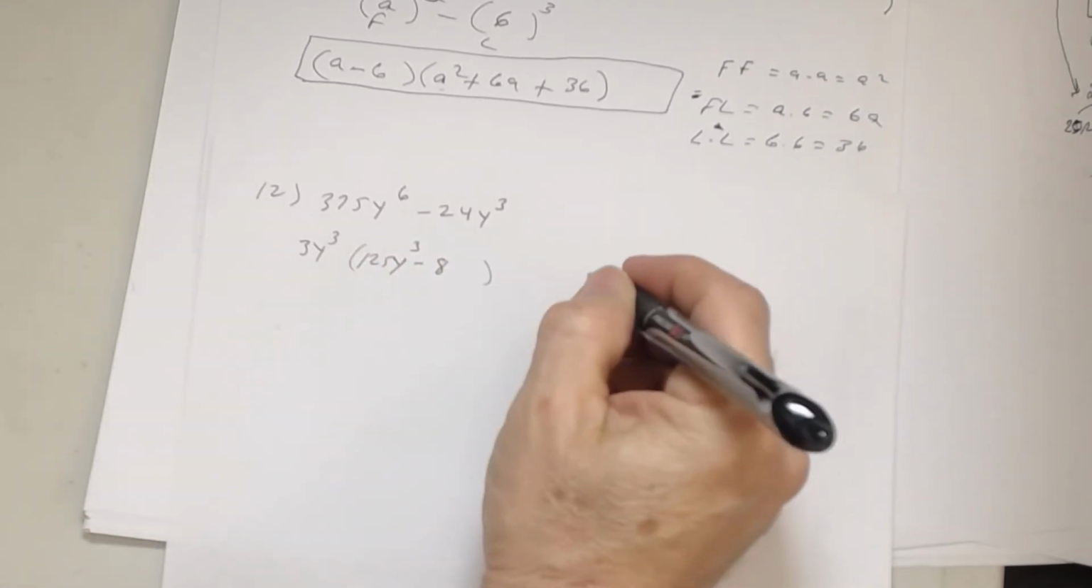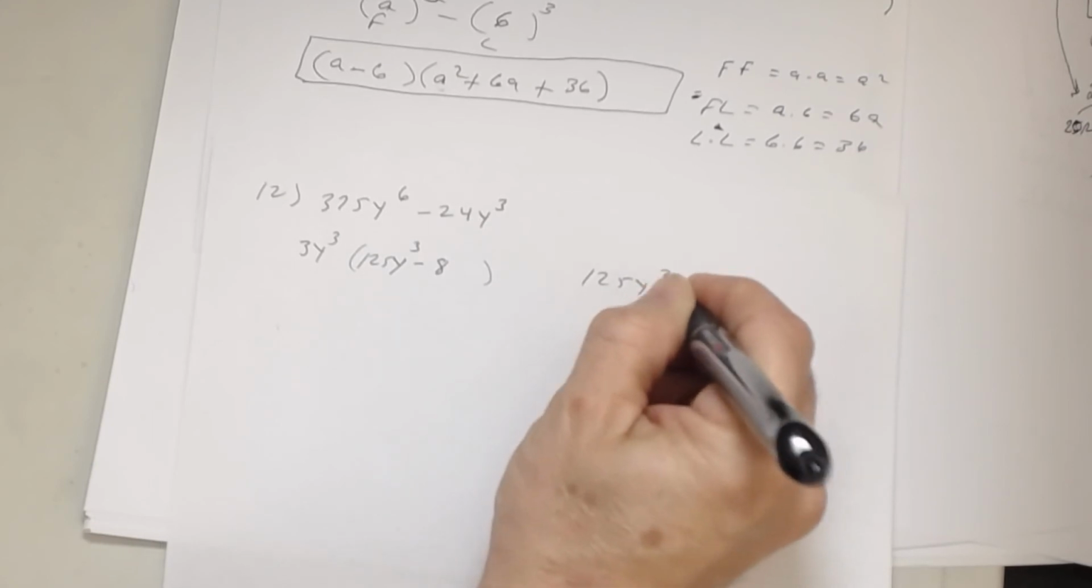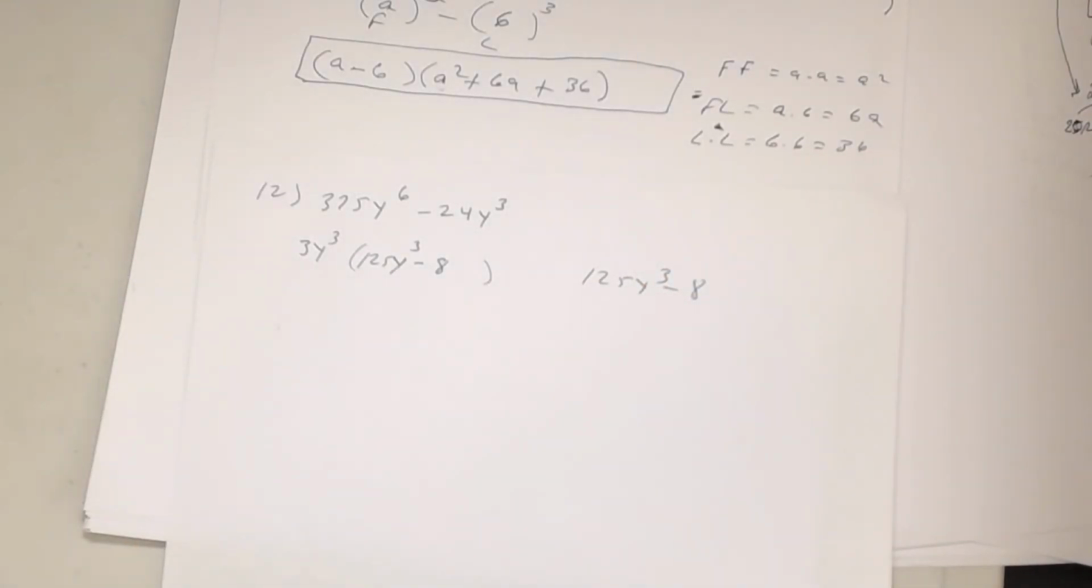Now we're going to see if we can factor this. I'm going to go off to the side. I'm going to ask myself, can I factor that further? How many terms do you see? 2. What's the middle sign? Negative. So is this a difference of 2 squares? No, because that y is being raised to the third power, and 8's not a perfect square to begin with, and neither is 125. So is this a difference of 2 cubes?